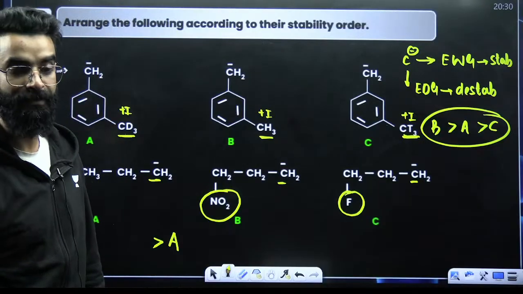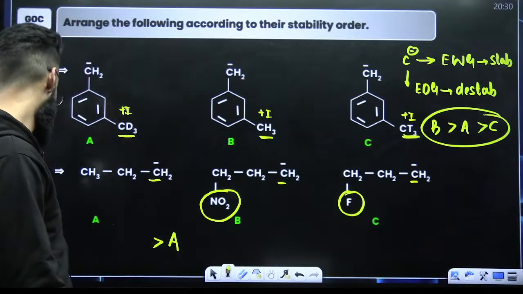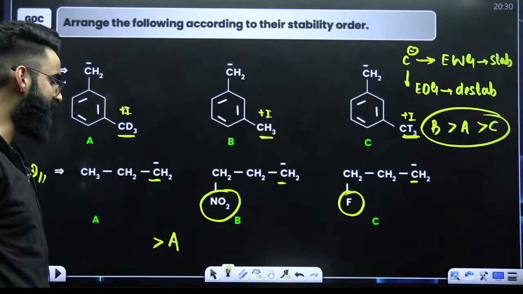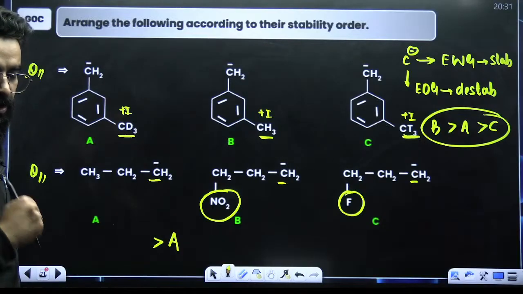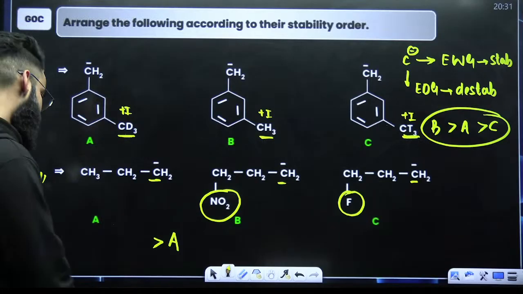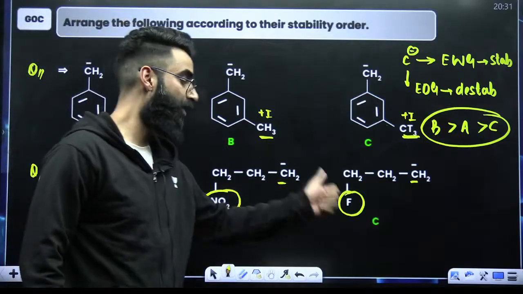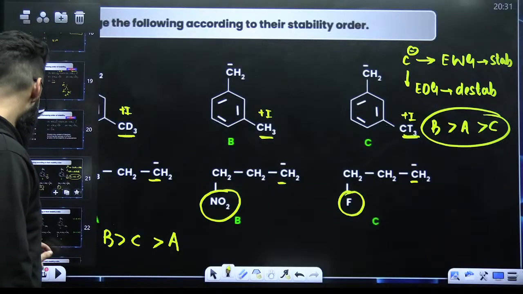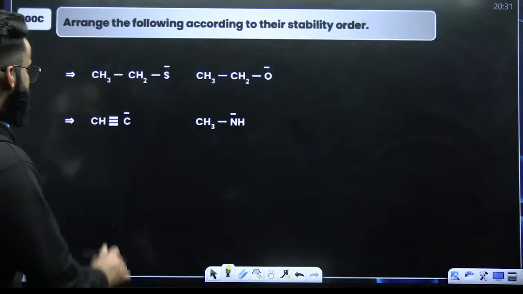Now, among B and C, this is also withdrawing, this is also withdrawing. Which one is more withdrawing? You should know it, guys. Give me the answers in the chats. The order is going to be B, C, and A. Nitro is more withdrawing than F, right? More the withdrawing group attached, more is going to be the stability of the carbanion. All right. This is again one more question.